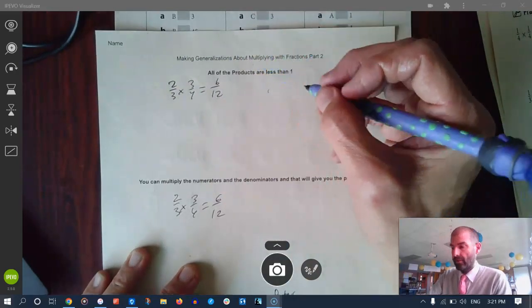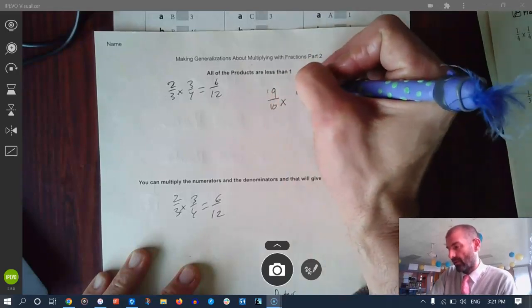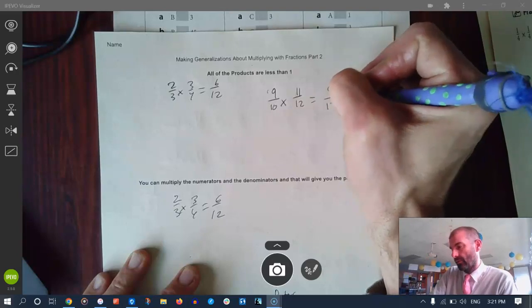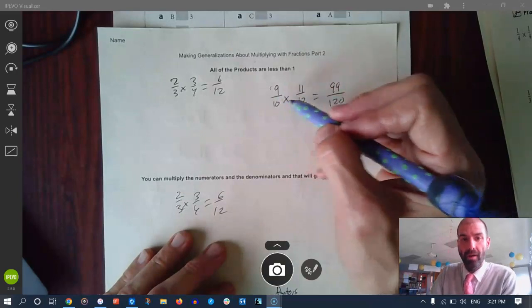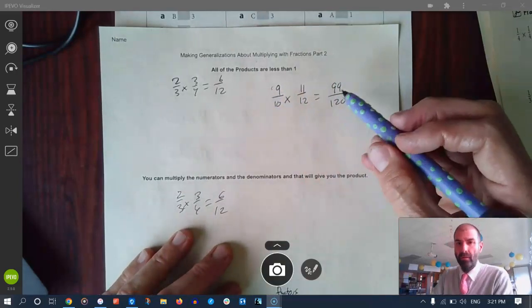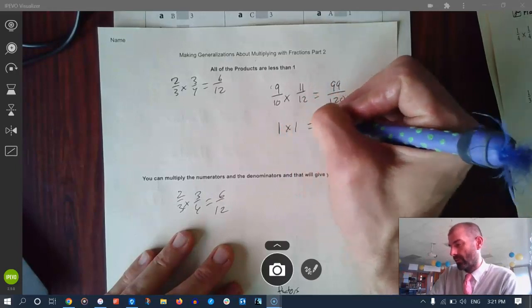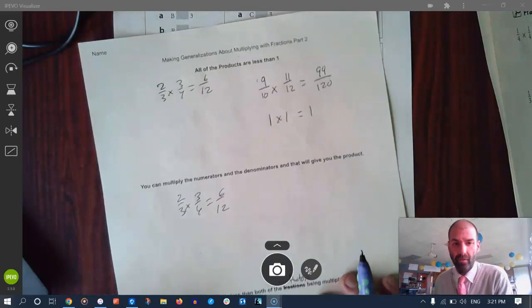proper fractions. So even if those proper fractions are like 9/10 times 11/12, that is 99/120ths. That's less than 1. Okay, no matter what you have, if you have 2 fractions that are less than 1, your answer is going to be less than 1. I mean, think about it. 1 times 1, that's 1. So anything less than these two numbers, it's going to be less. That's just how that goes.